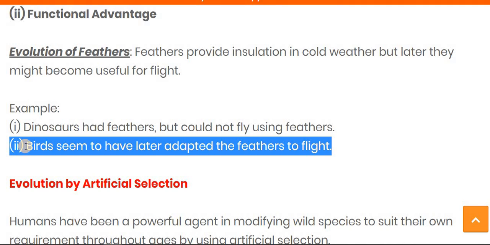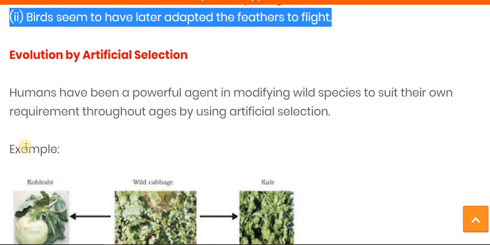In the next video, we will see the evolution by artificial selection. Till now, whatever evolution we have seen is by a natural process. But from now onwards, in the next video, we will see about artificial selection.